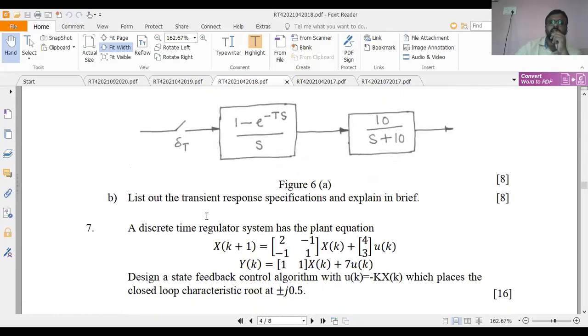So this is the closed loop system. (1 minus e power minus Ts) divided by s, into 10 divided by s plus 10. It is an open loop system which is in the cascaded position of a zero order hold circuit. That means the pulse transfer function can be obtained as (1 minus z inverse) into the Z transform of G(s) divided by s.